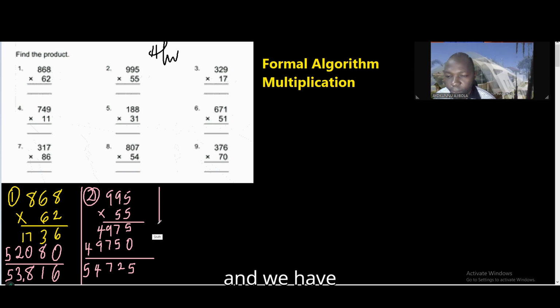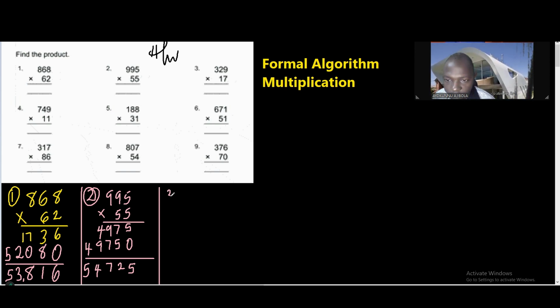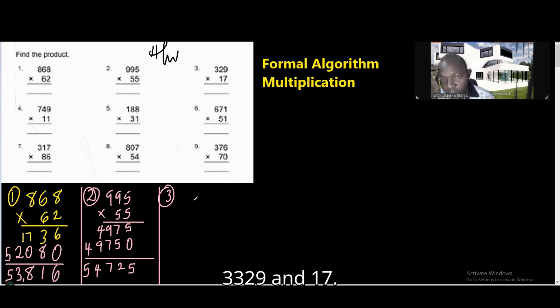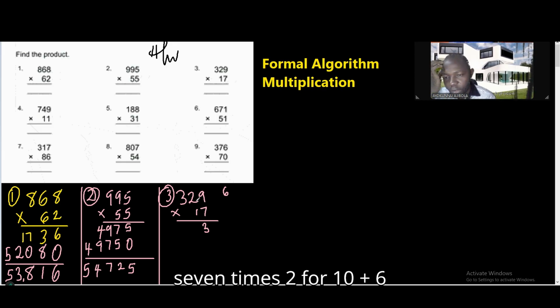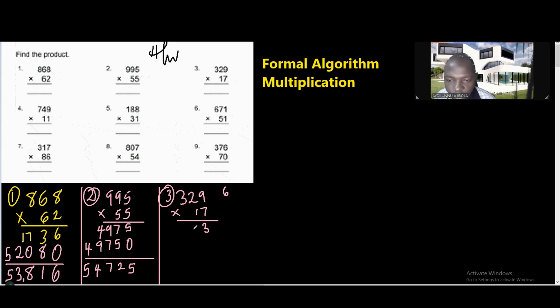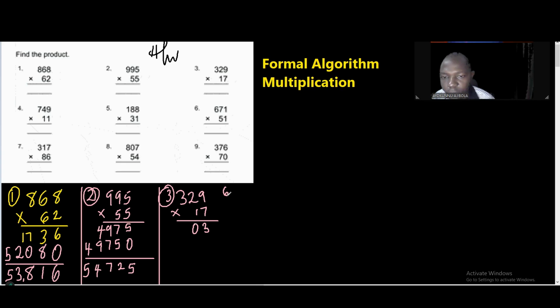And we have number 3, 329 times 17. What is 7 times 9? 9, 18, 27, 36, 45, 63. 7 times 2, 14 plus 6 is 20.